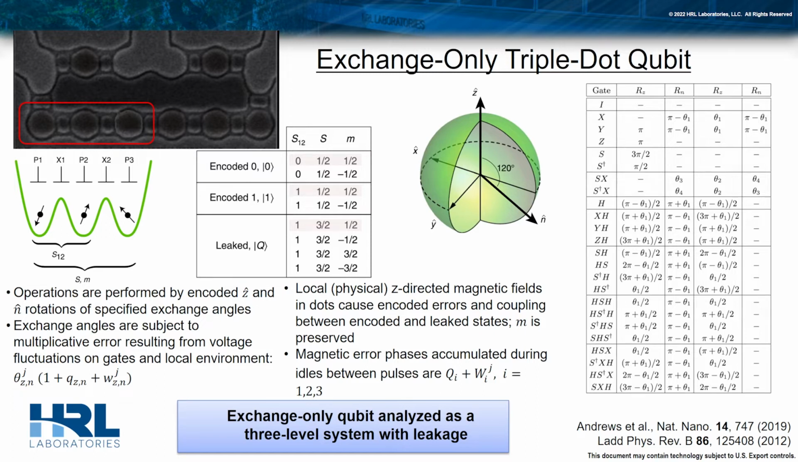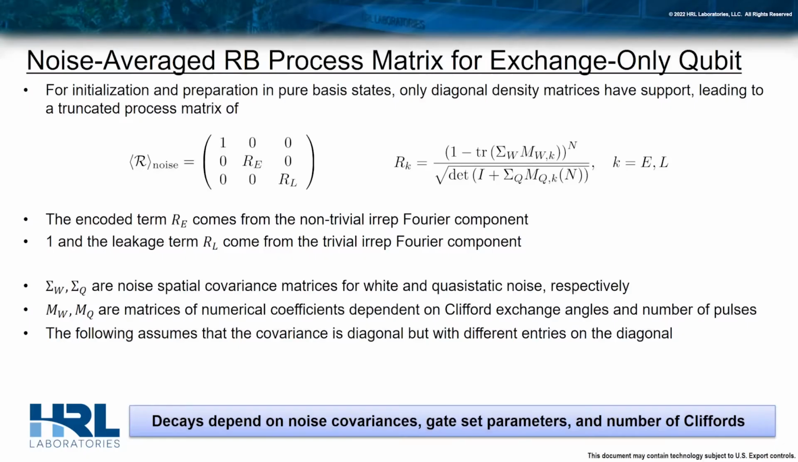The magnetic noise preserves the m quantum number, so we have a 3-level system with a single leak state. The 3-level system is highlighted in pink in the table of all states. Both exchange and magnetic fluctuations in the model have quasi-static and white noise components. With all these assumptions and the Fourier transform formalism, we can determine the final noise and sequence average process matrix.